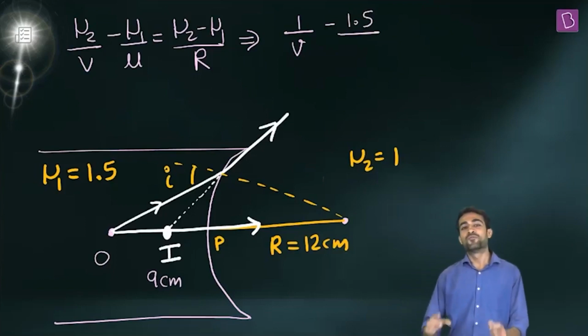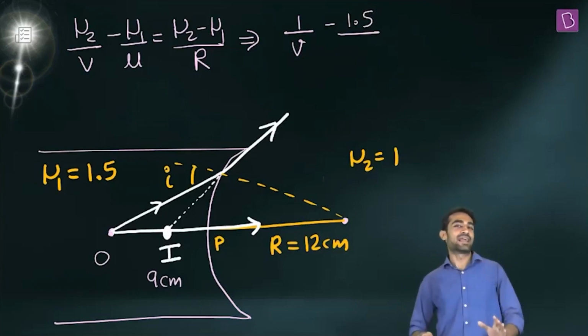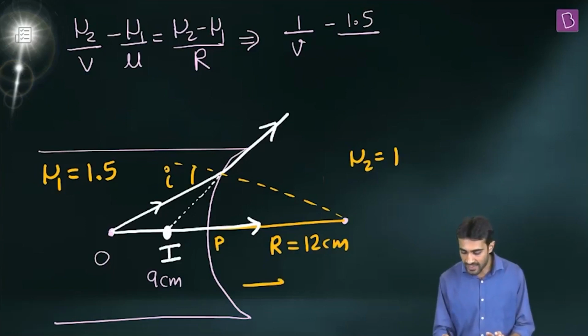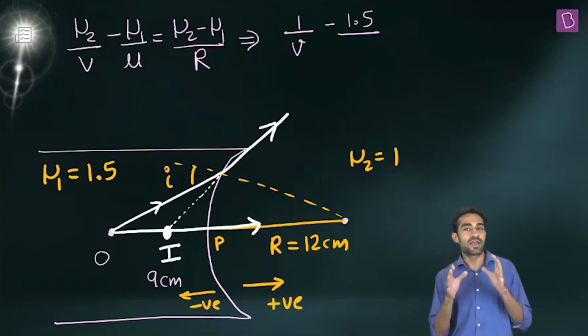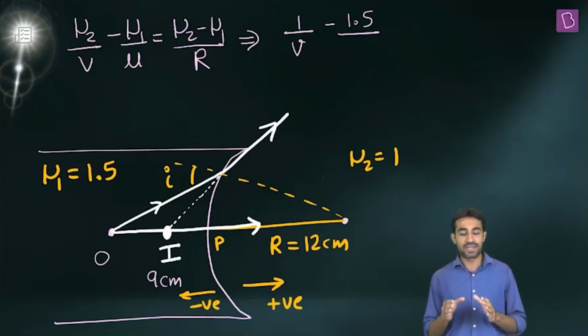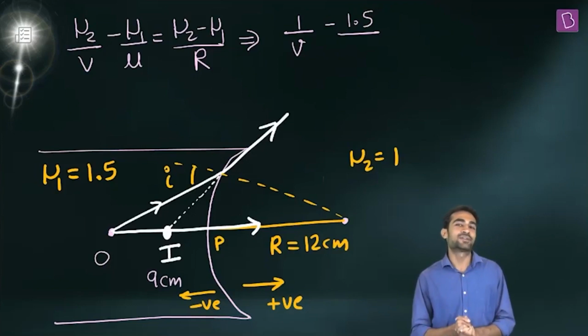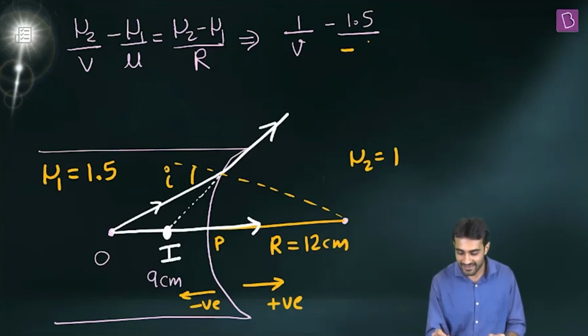Do we know what is U? Well, if you want to put the value of U, you have to do that with proper signs. Now let's see. If we move in the direction of light rays, we move in positive direction. If we move opposite to the light rays, we move in negative direction. So from the pole, we have to see all the distances. So from the pole, let us see the object. Is the object on positive side or on negative side? It is on the negative side. So U is minus 9.